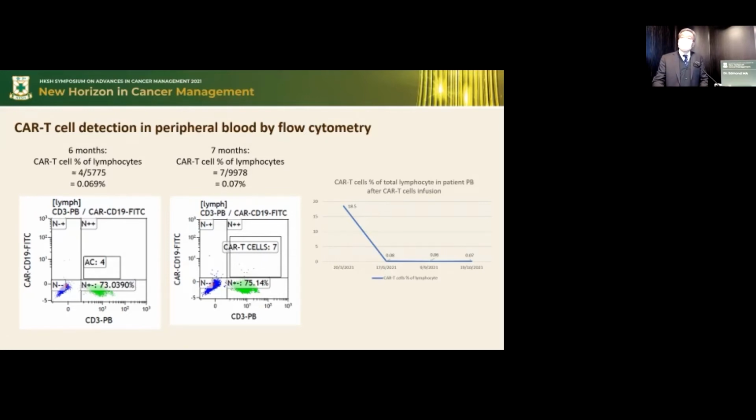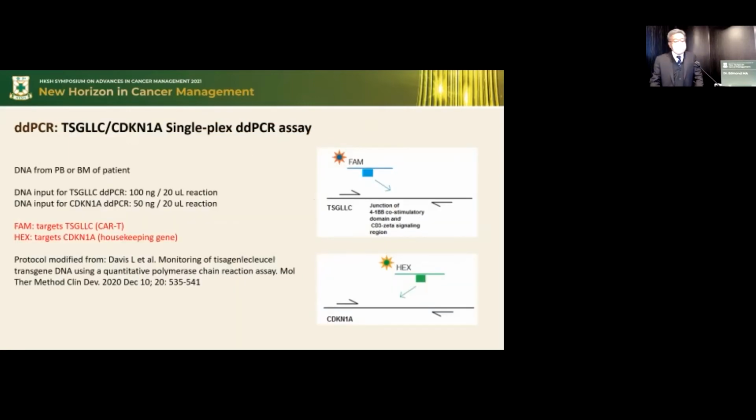So in order to be more accurate in the CAR T cell detection, we developed a digital droplet PCR, ddPCR in short. So what happens is that we, first of all, to detect the CAR T, we target the TSG LLC region, okay, which is the junction of the co-stimulatory and the signaling domain. So this is specific for CAR T cell. And then it is targeted by a FAM labeled probe.